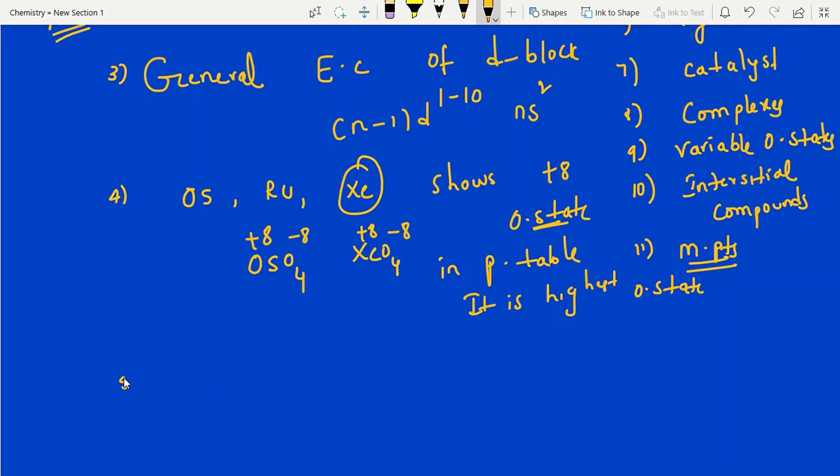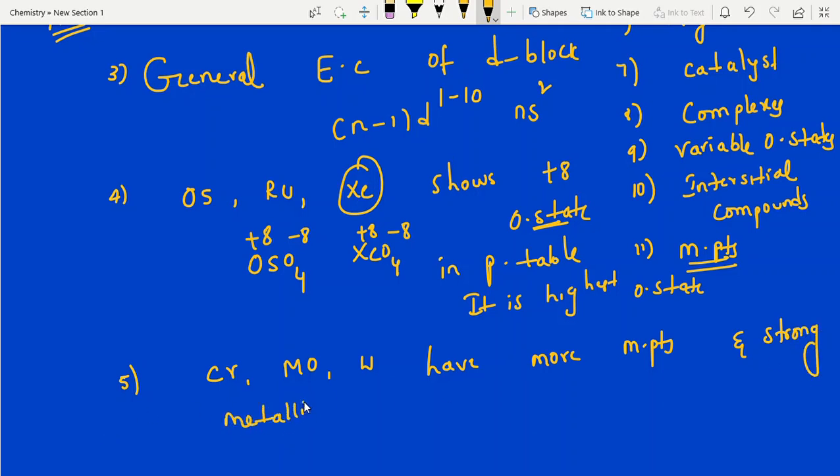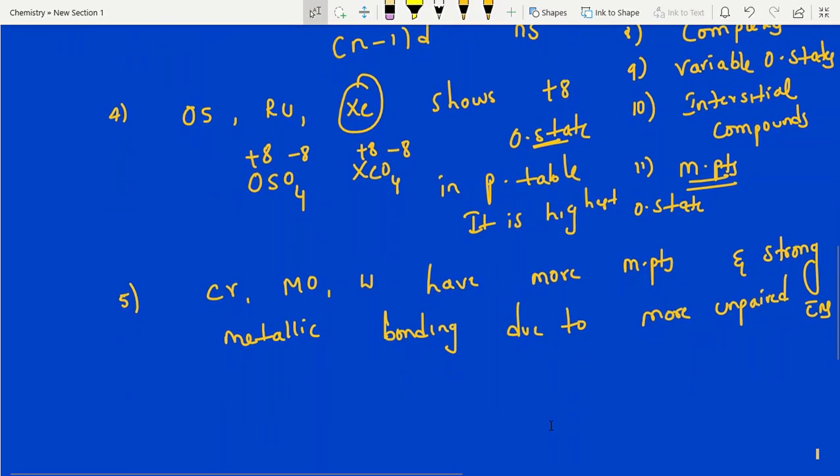Now, next one, point 5. What I'm trying to say is chromium, molybdenum, tungsten have high melting points and strong metallic bonding, due to more unpaired electrons. Clear? Now, next point.